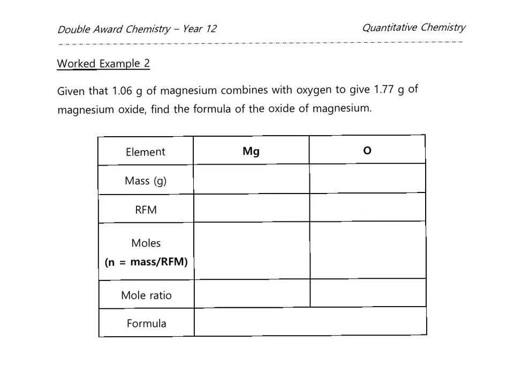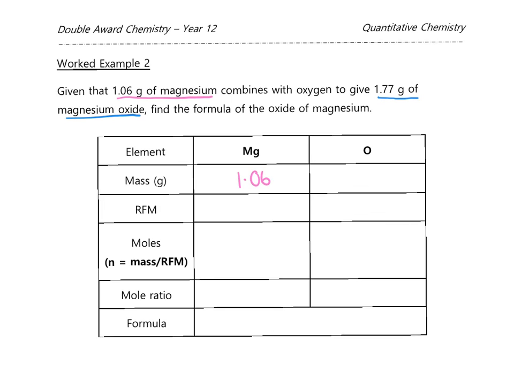Worked example 2 is slightly different, so you have to just be careful about how you read the question. It says that 1.06 grams of magnesium combines with oxygen to give me 1.77 grams of magnesium oxide. So I know my mass of magnesium, it's 1.06, but my mass of oxygen is not 1.77 grams. That's the total mass of magnesium oxide that I get.